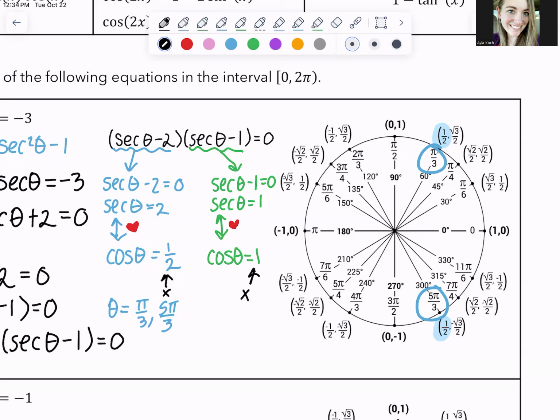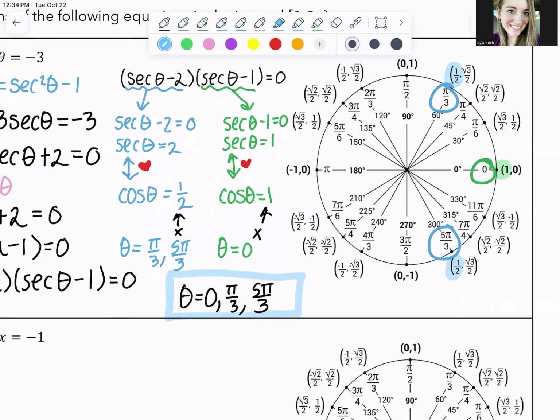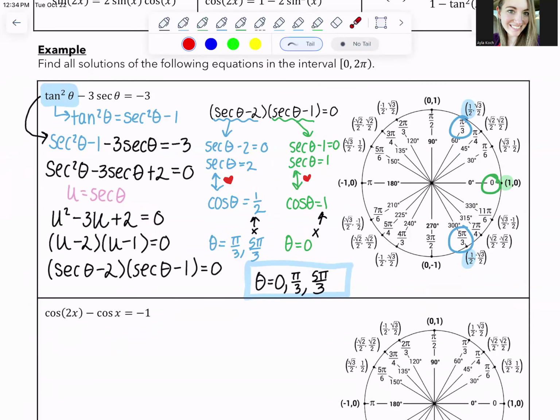This is an x value. We're asking where on the unit circle is the x value 1? That happens one time in that first revolution, here at 0. So we have theta equal to 0. And those are all of our answers. So we have theta equals 0, pi over 3, and 5 pi over 3, just combining those answers from those two. All right, so there's that one.